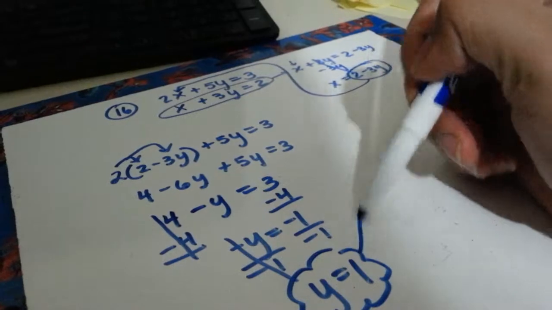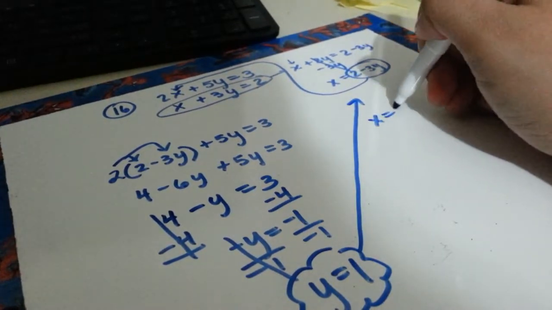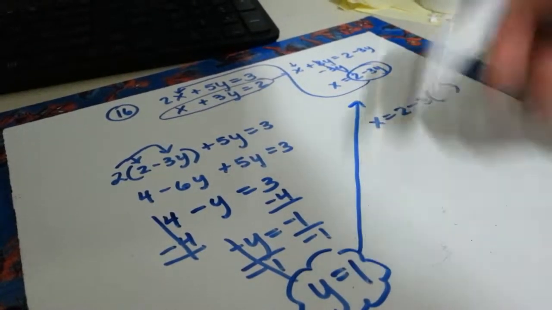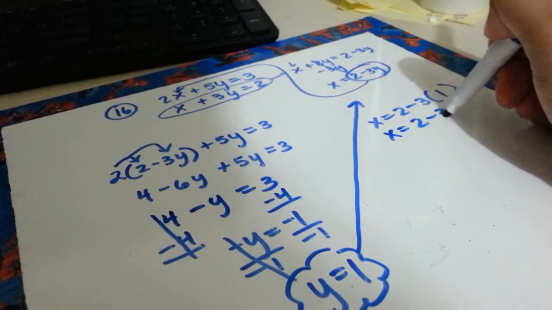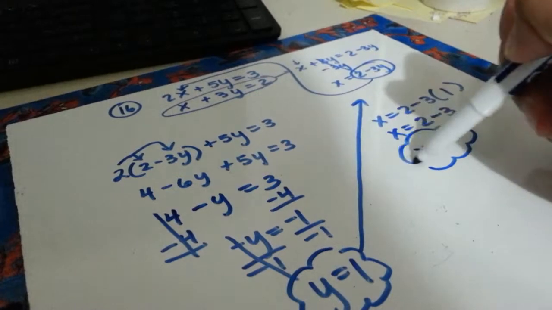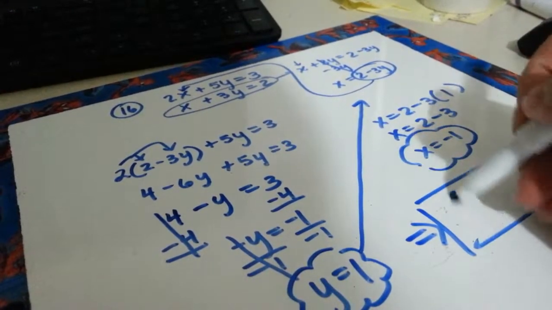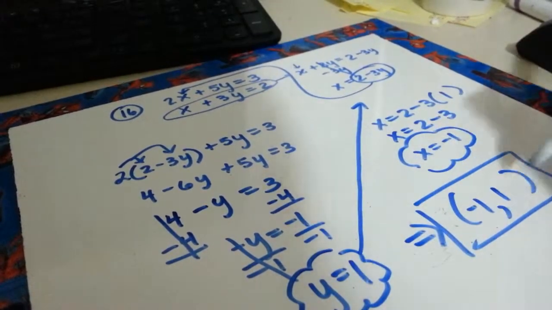Now how am I going to get the x value? I'm going to use that. I know x equals 2 minus 3 times y. What is y but 1? X equals 2 minus 3, which means x equals negative 1. So how do I give the answer? The x value is negative 1 and the y value is a 1.